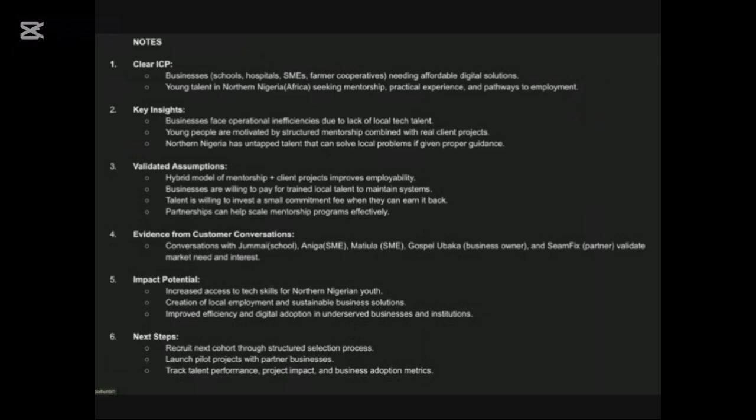Our next step is to recruit the next cohort through a structured selection process and launch the pilot, which we have already done. With time, wherever you are assessing these resources, update them to the current realities of company growth and what is feasible. This is our foundation, what we started with in the early stage before we launched Puggle IT. These were the things that guided us. Of course, Puggle IT is one year now, so we still made this video to document and keep records.